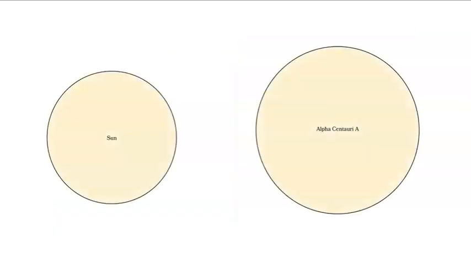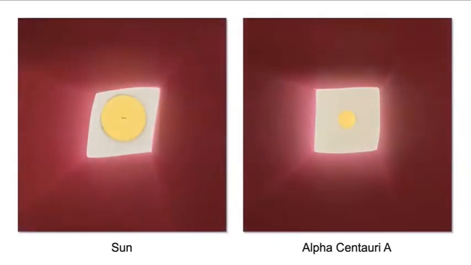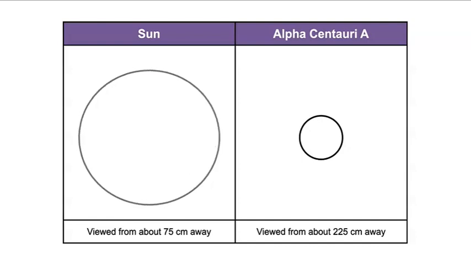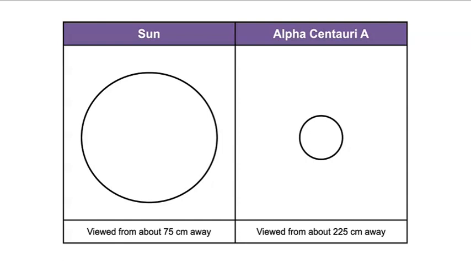When the Alpha Centauri A and Sun cutouts are the same distance from us, we can see that the Alpha Centauri A cutout is slightly larger than the Sun cutout. But what did you notice when we observed the star cutouts at different distances? When the Alpha Centauri A cutout is farther away than the Sun cutout, the Alpha Centauri A cutout looks smaller than the Sun cutout. The closer an object is to an observer, the larger it appears. The sun is much closer to Earth than Alpha Centauri A, which makes the sun appear larger in the sky.